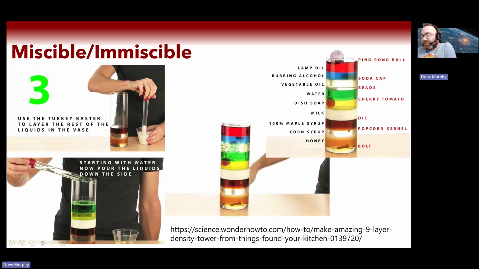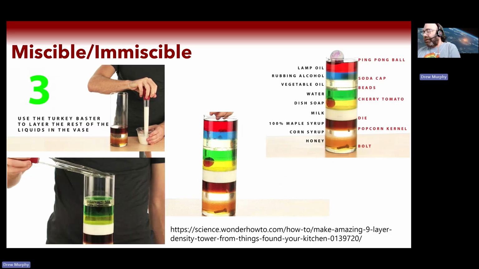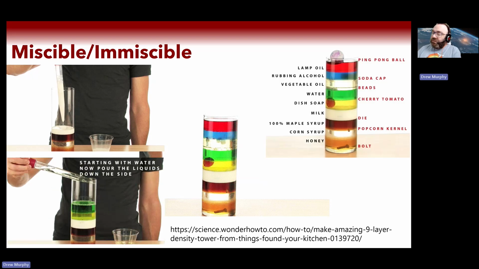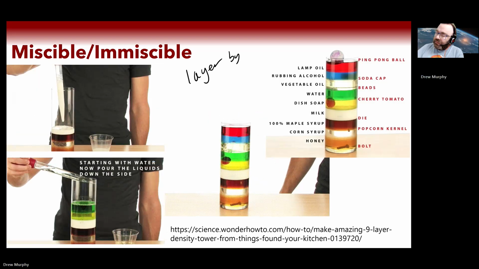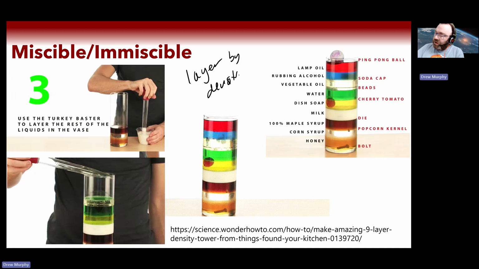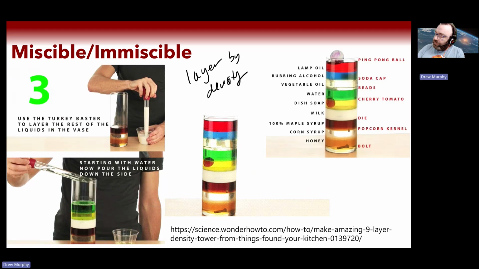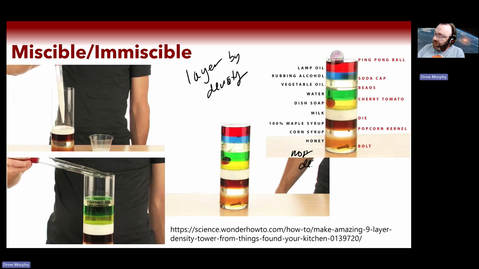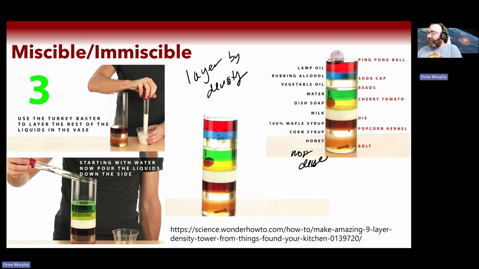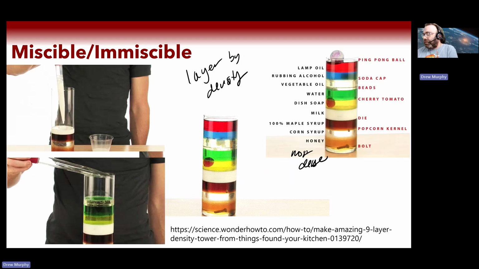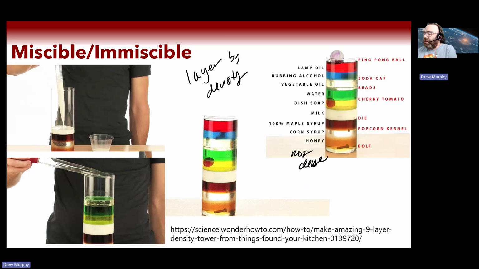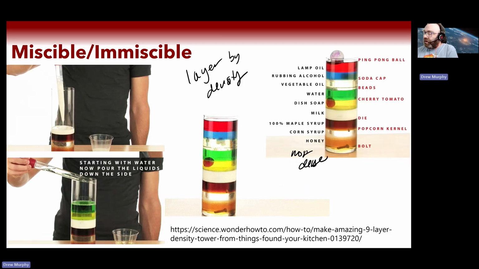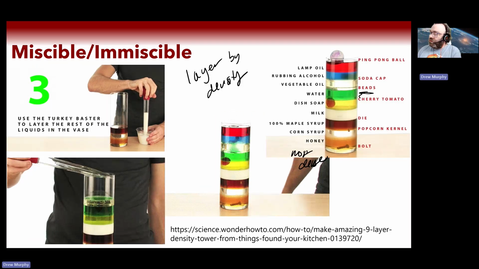But if you're really careful with how you set it up, and remember, things are going to layer by density, right? So the most dense thing is on the bottom and the least dense thing is on the top. So here we'd say honey is the most dense thing. The lamp oil is the most dense thing. You can see water is dyed green here. It's kind of towards the upper middle.